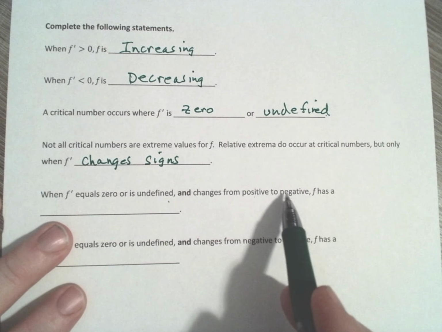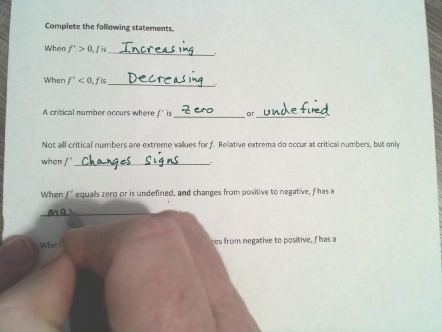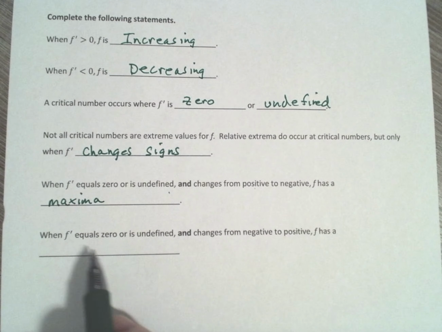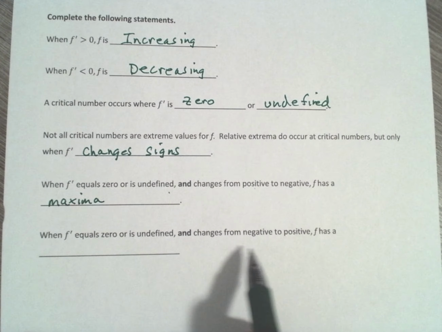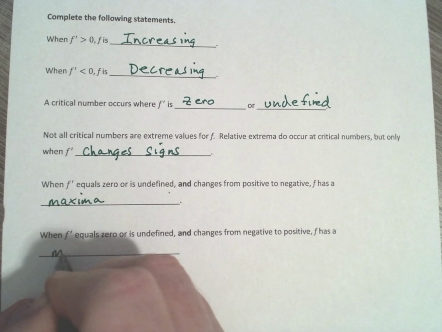Okay, when f prime is 0 or undefined, and changes signs from positive to negative, that's when we're going to have a maxima. And then the last one, when f prime is 0 or undefined and changes from negative to positive, f is going to have a minima.